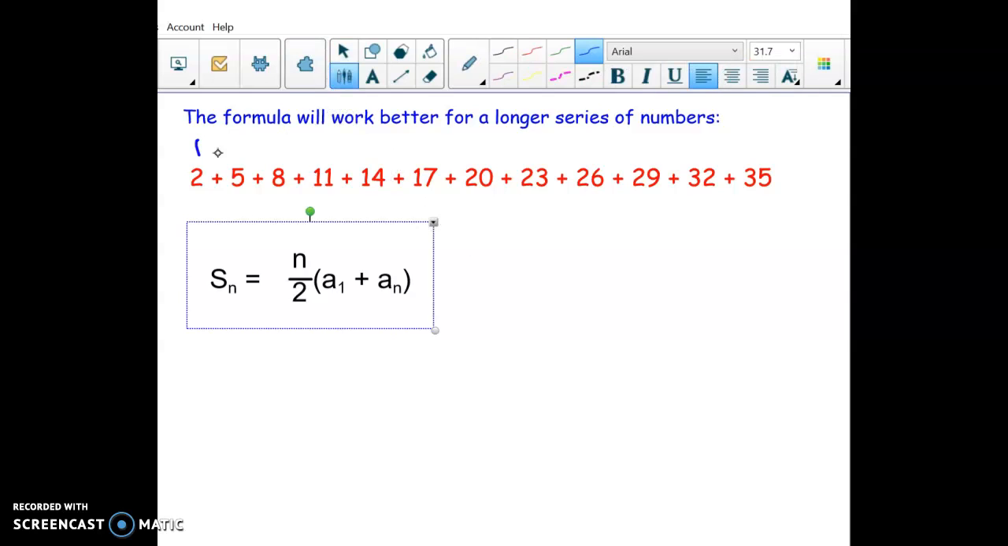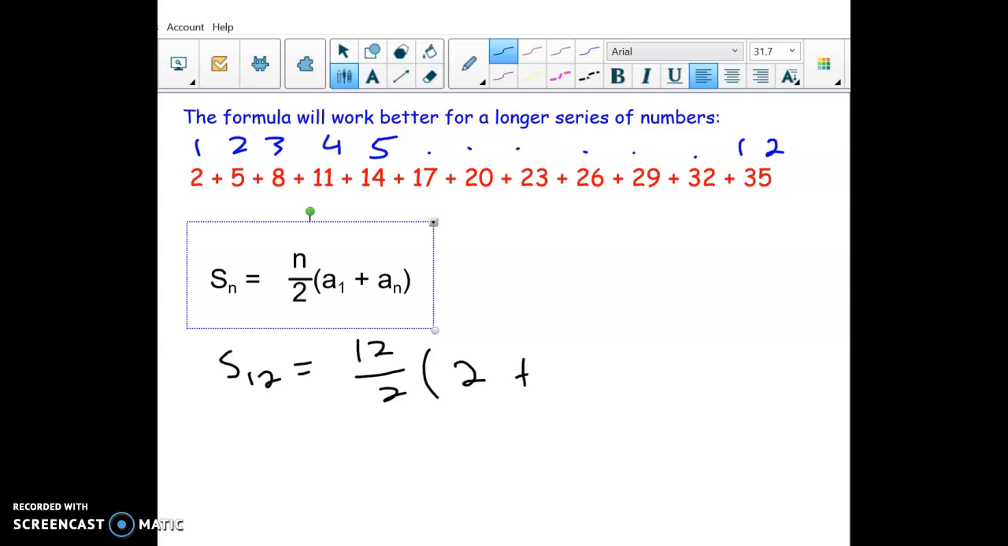Okay, so let's take a look at how many terms we actually have. 5, 6, 7, 8, 9, 10, 11, 12. So that's going to be n, right? So we're finding the sum of 12 terms, and we have 12 divided by 2. A1 is 2. AN would be the last term, 35. Okay, so basically we have 6 37s.